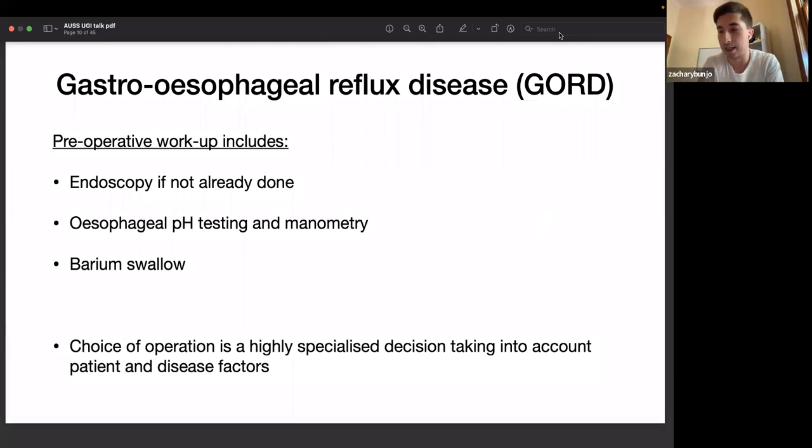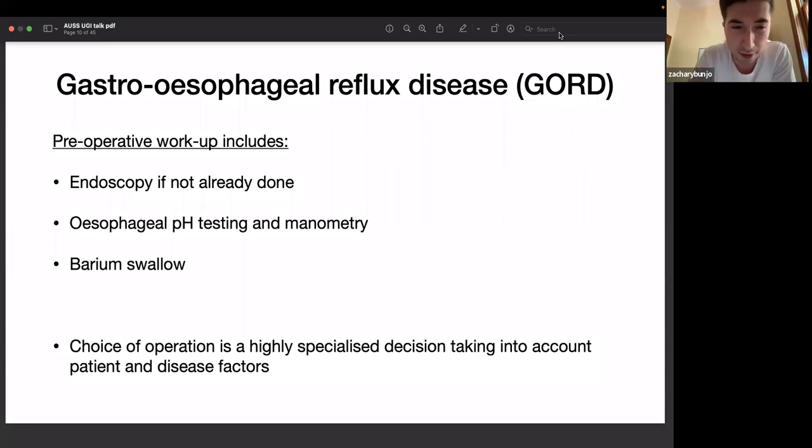And I'll be touching on one of the more common operations that's done at the moment, which is a fundoplication. But obviously, if someone has an esophageal dysmotility disorder, where their sphincter function isn't working or it's hyperspastic, then going and wrapping the fundus around the distal esophagus is obviously a bad idea. So you need to have a good idea of how their esophagus is functioning.